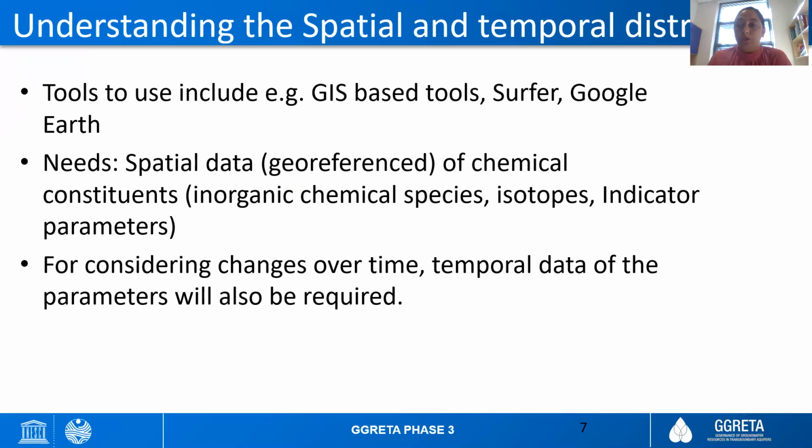If you wish to look at time series or time plots, for example, you want to see how a particular parameter changed between two different time periods, you would need temporal data for that parameter in order to do that.